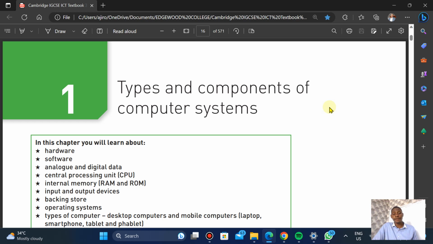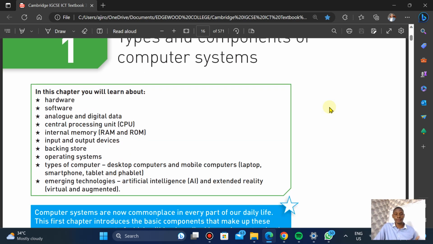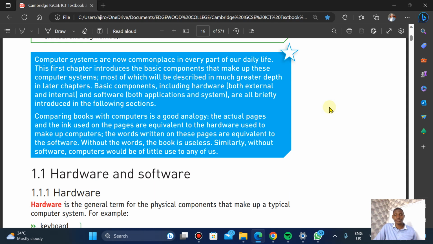So in this video we're going to be looking at the IGCSE ICT Paper 1. We'll be looking at chapter 1, which is types and components of computer system. In this chapter we'll be looking at hardware, software, the internal and the external, the operating system, the backup, types of computers, emerging technologies, as much as possible. This is going to be more like a summary, so you can just know what you need to do, especially when questions have been asked on chapter 1.